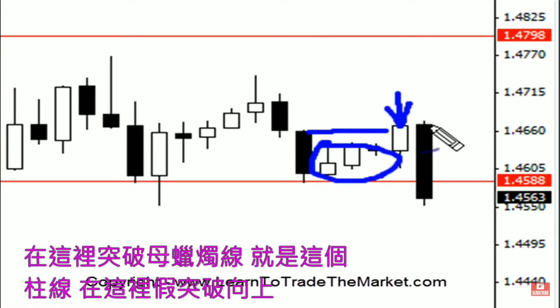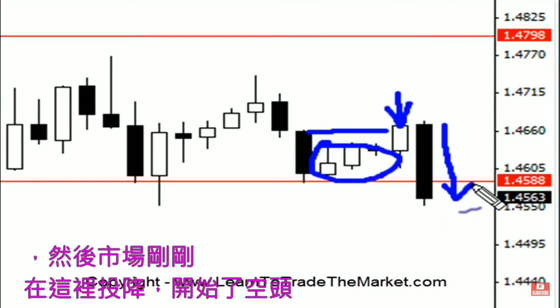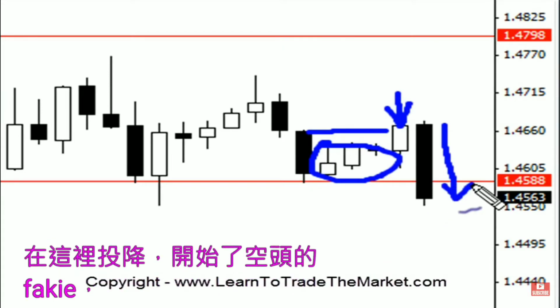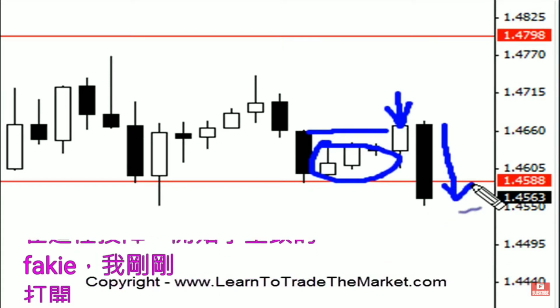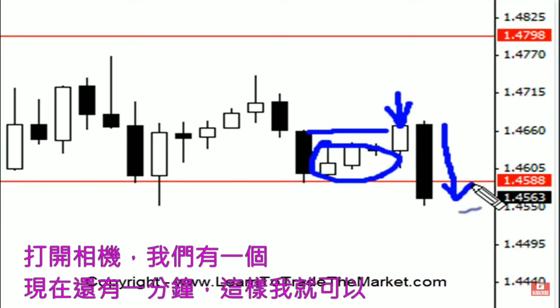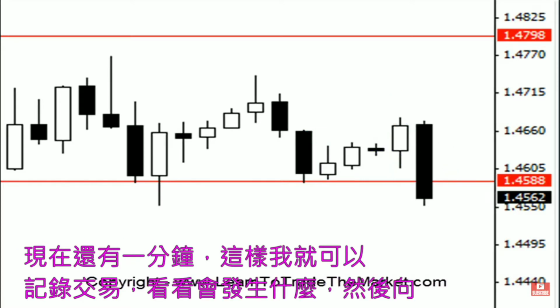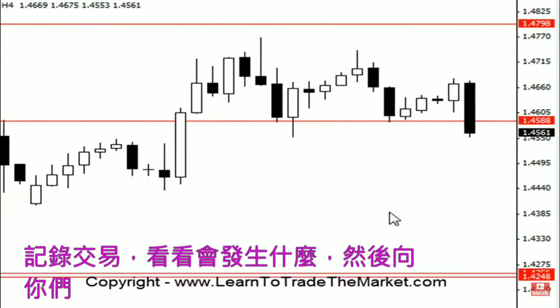False break to the upside, and then the market's just capitulated down here, and that initiated the Fakey on the short side. I've just turned on the camera and we've got about a minute to go now, so I thought I'd just record the trade and see what happens and show you guys the results.